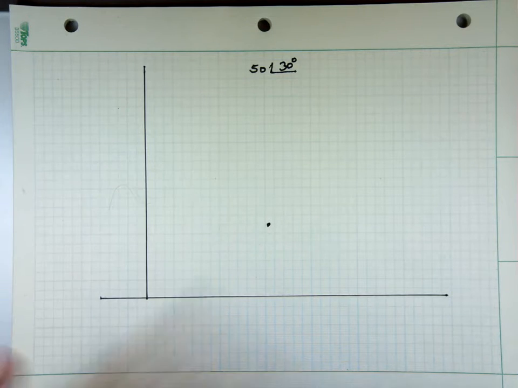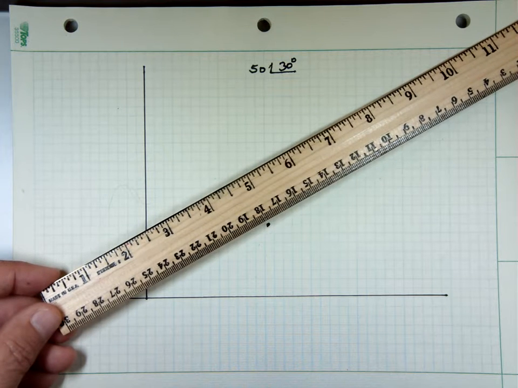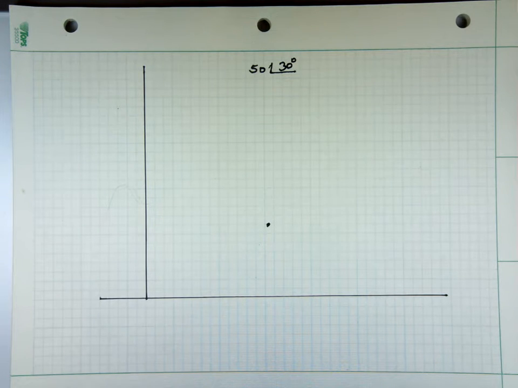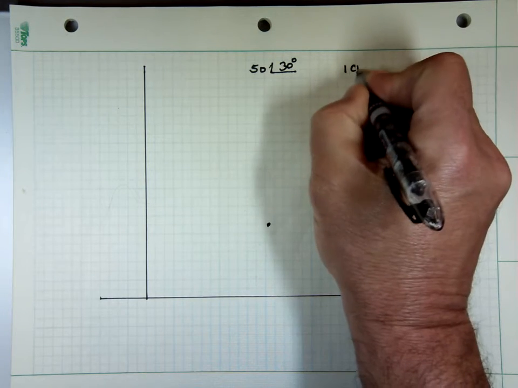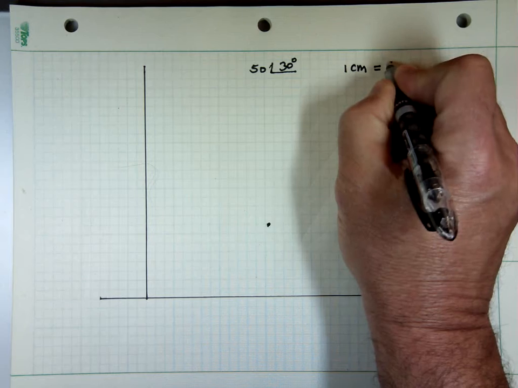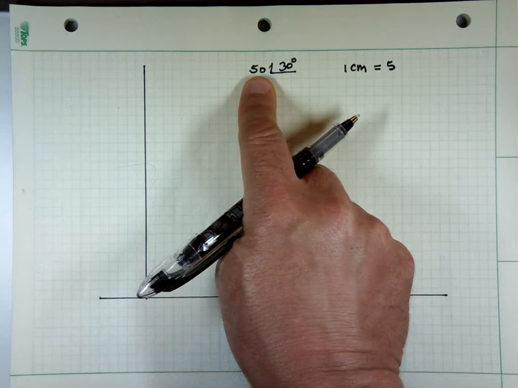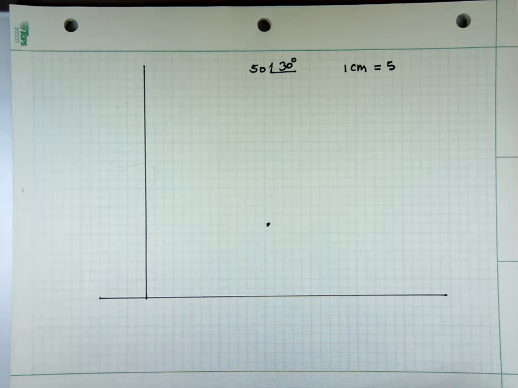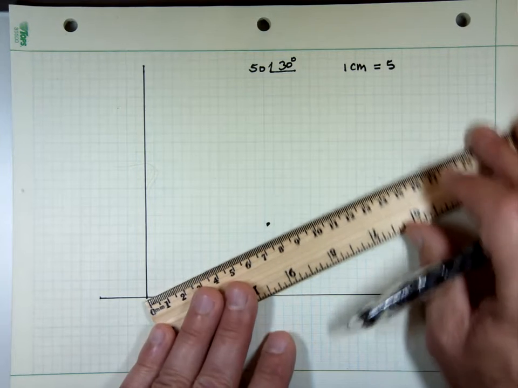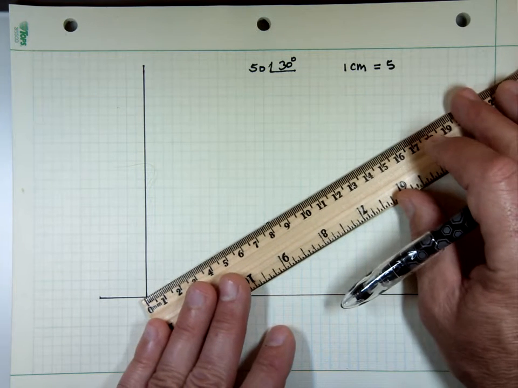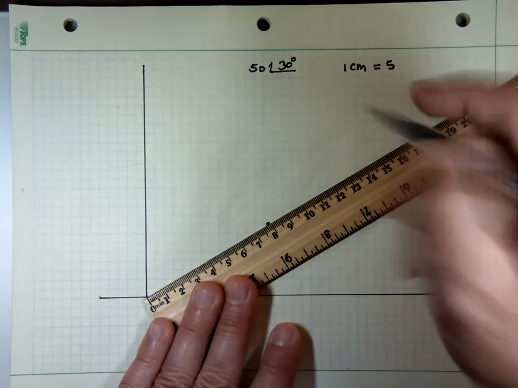Well, I'm not going to use 50 inches or 50 centimeters. I need a huge paper. So I might use a scale here. In my scale, I might use, I don't know, 1 centimeter equals 5. So if I have a vector of 50, how many centimeters will that vector have to be? How long? 10 centimeters, right? So here we go. This is 10.